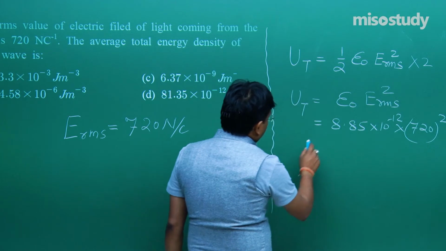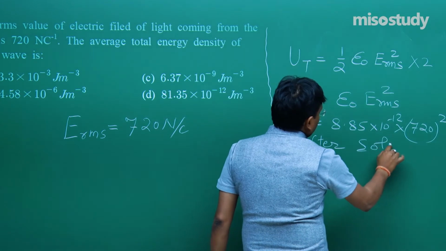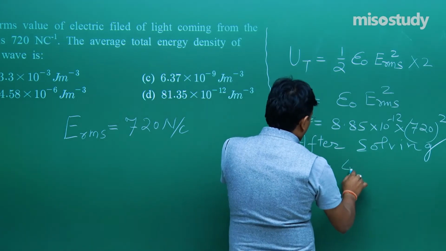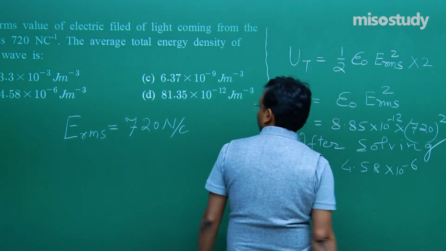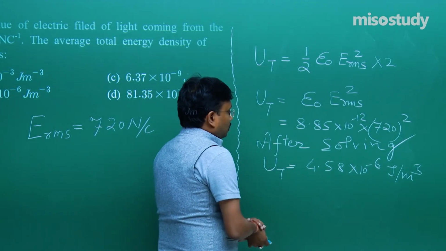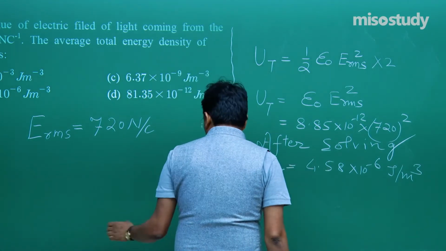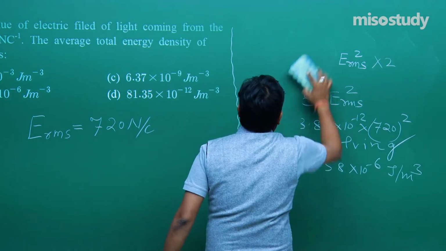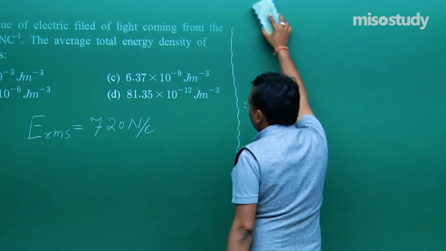Fine. So after solving, UT is equal to 4.58 into 10 to the power minus 6 joule per meter cube. Okay. So the question is simple. Obviously I am not going to solve it over here by multiplying and dividing. I simply mentioned that you should, up to some extent, try to calculate the values correctly. Those are required for finding some essential and important results.